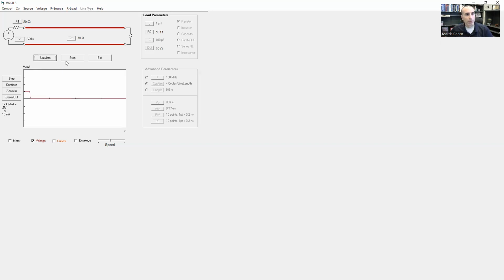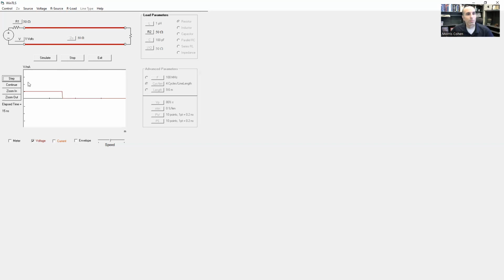I'm going to simulate here and stop it in the middle. You can see this represents a wave that's clearly moving from the generator toward the load. You can see that this is 1 volt. The 1 volt is equally divided between the generator resistance and transmission line impedance, so there's going to be a half a volt propagating to the right.